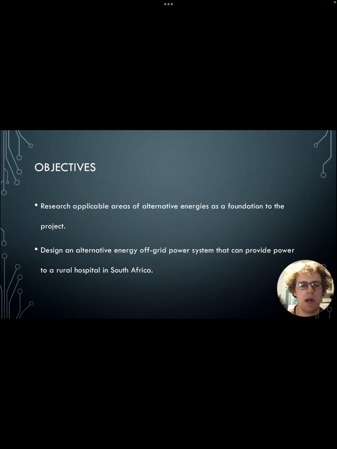Objective number 2, design an alternative energy off-grid power system that can provide power to a rural hospital in South Africa. The project requires that the energy source of the design should be alternative energy, and whichever type it may be, the project also suggests that it should preferably be a solar energy design.